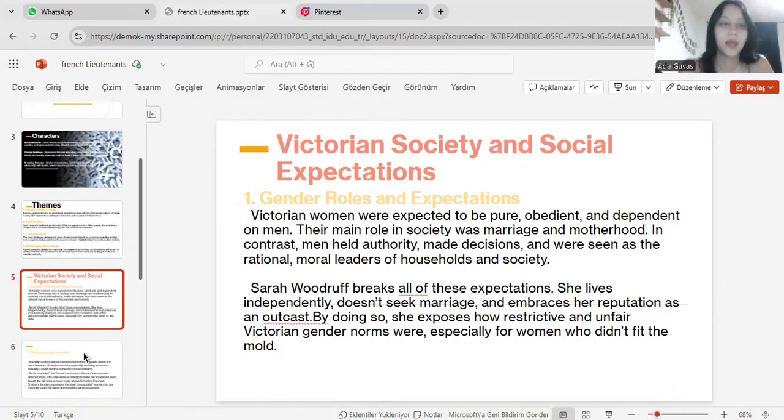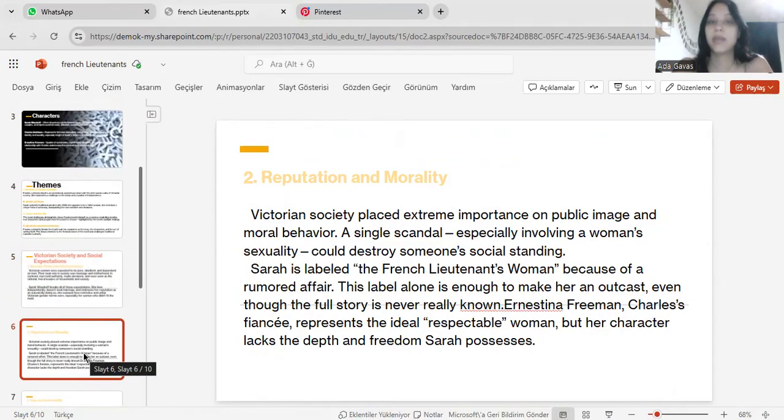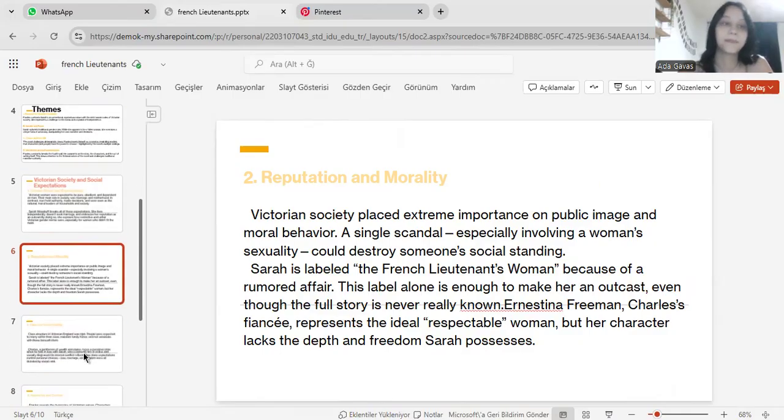And the second subject, reputation and morality. Victorian society placed extreme importance on public image and moral behavior. A single scandal, especially involving a woman's sexuality, could destroy someone's social standing. Sarah is labeled the French Lieutenant's Woman because of a remote affair. This label alone is enough to make her an outcast, even though the full story is never really known. Ernestina Freeman, Charles's fiancée, represents the ideal respectable woman, but her character lacks the depth and freedom Sarah possesses.